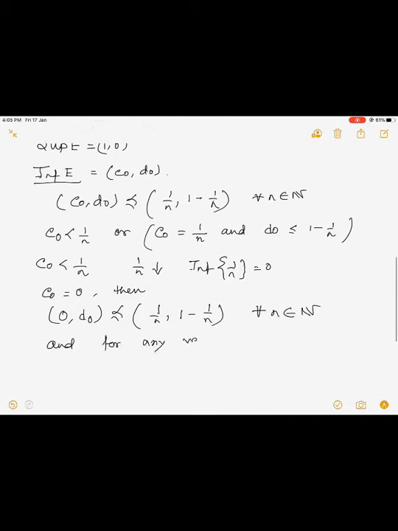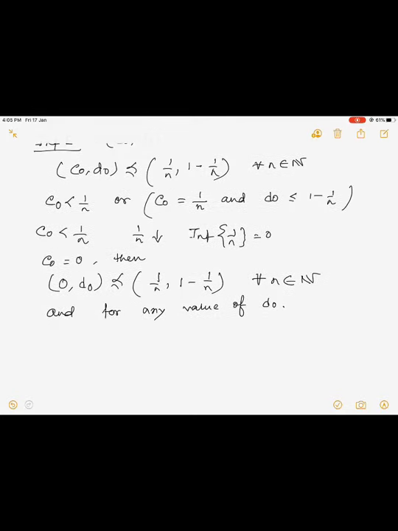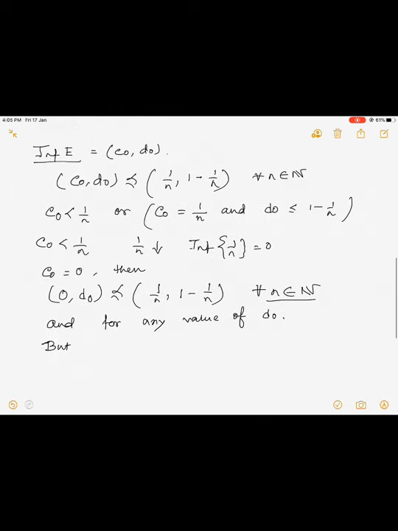and for any value of D0. Whatever may be the value of D0, (0, D0) is pre-curly equals to (1/n, 1 minus 1/n) for any n belonging to the natural numbers. But this we have found considering only the case C0 less than 1/n.